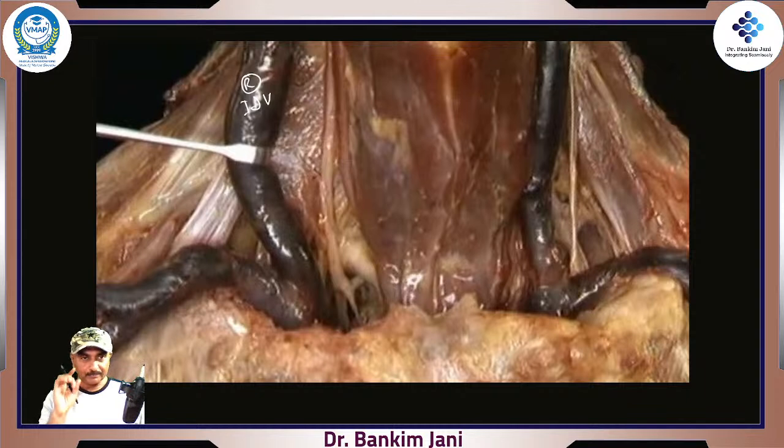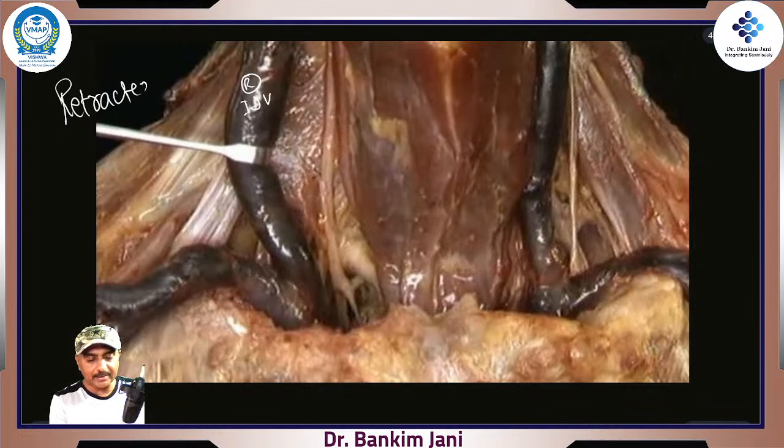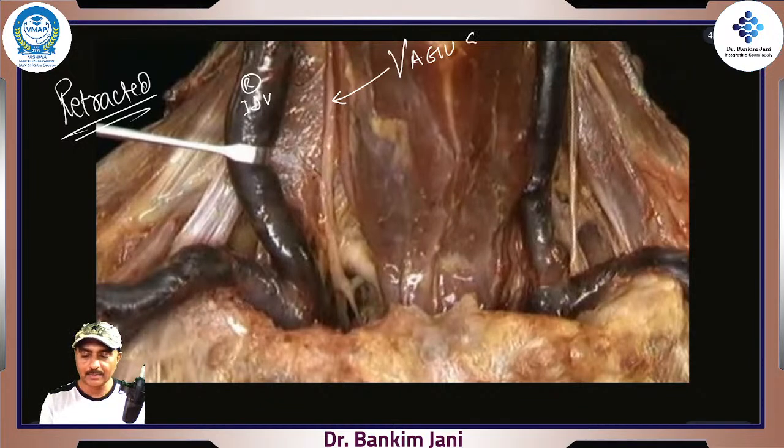Okay. The second important one, right? This is the internal jugular vein. The internal jugular vein is now retracted, right? So with a retractor, we are just pulling it on one side, and just underneath we watch one of the finest structures, very important. And this one is the vagus. Vagus, right?